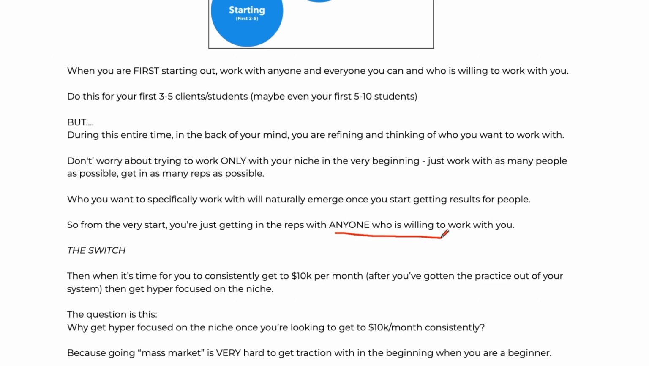And then the switch that's going to happen is that when it's time for you to say, you know what, it's time to get to $10,000 a month consistently, I need to get to $100,000 a year, okay? What's going to happen is that now that you've gotten that practice out of your system, right, because you're working with everyone, you got the reps in, then you can start to get hyper focused on the niche because you have that momentum, right? Because of the fact that it's easier to steer a moving car.